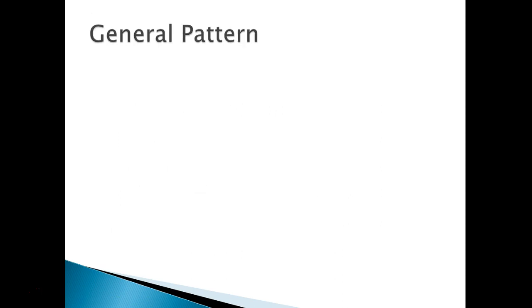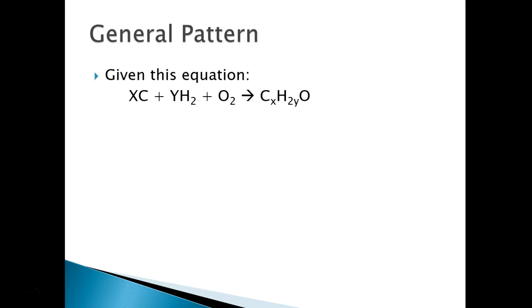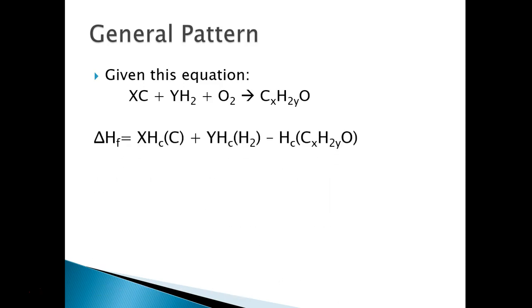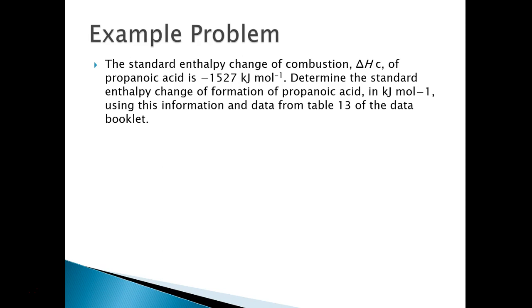So you might see a general pattern start to emerge as you do more of these problems. If we're given this equation, X moles of carbon reacting with Y moles of hydrogen and the needed amount of oxygen to produce a hydrocarbon, you'll see that the heat of formation is equal to X times the heat of combustion of the carbon plus Y times the heat of combustion of the hydrogen minus the heat of combustion of the hydrocarbon. All right, so try this problem for the enthalpy of combustion of propanoic acid, using that to find the enthalpy of formation.